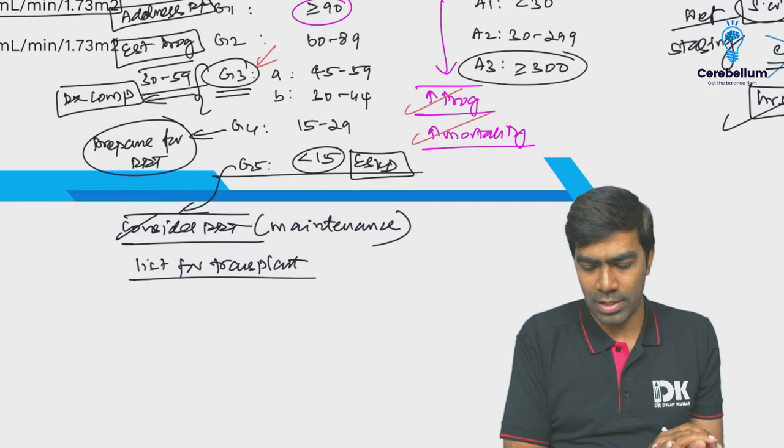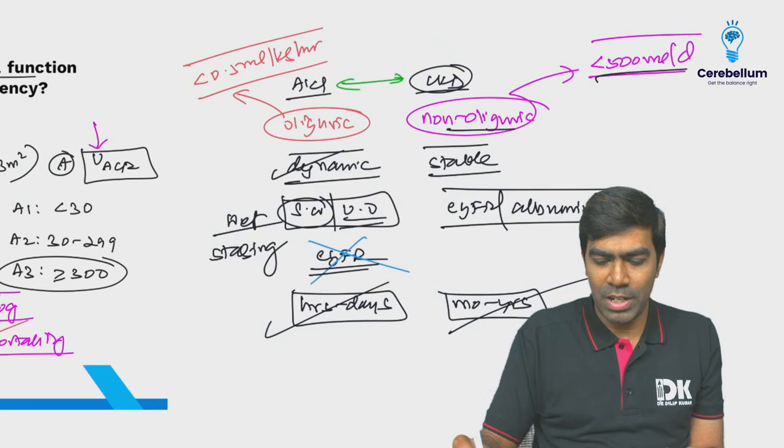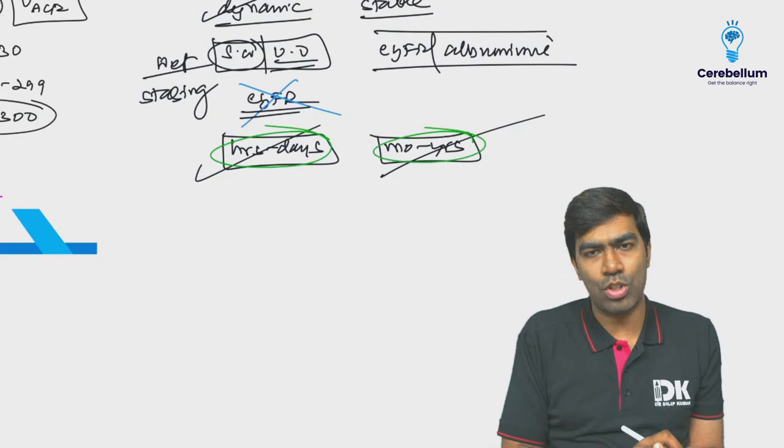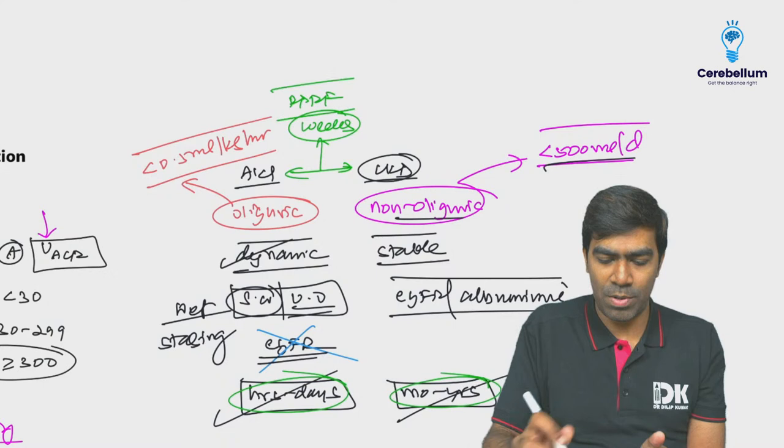What about RPGN? RPGN is different. I don't know why students are again and again getting confused about that. There is something in between. I told you AKI occurs over hours to days, and CKD occurs over months to years. So what is RPGN? It is a condition that occurs over weeks. Technically, not RPGN, it's called RPRF, rapidly progressing renal failure.